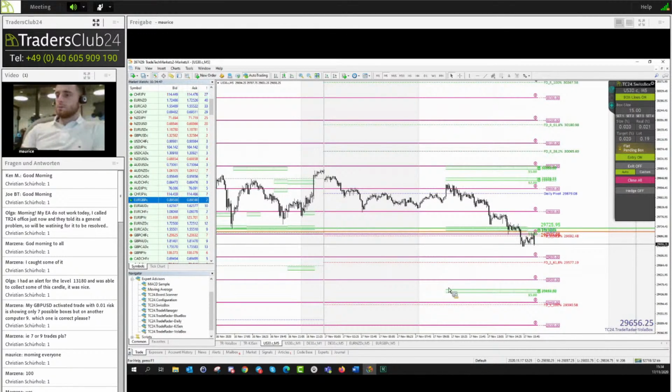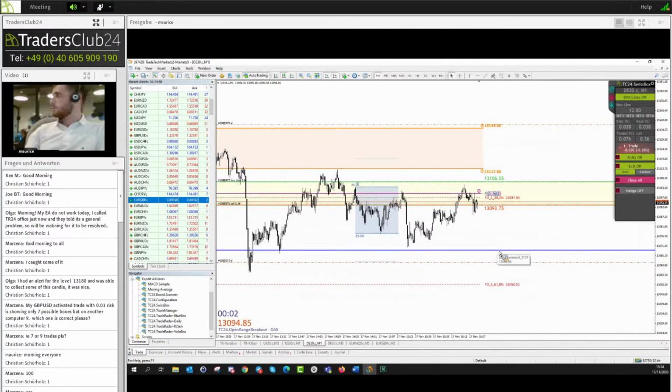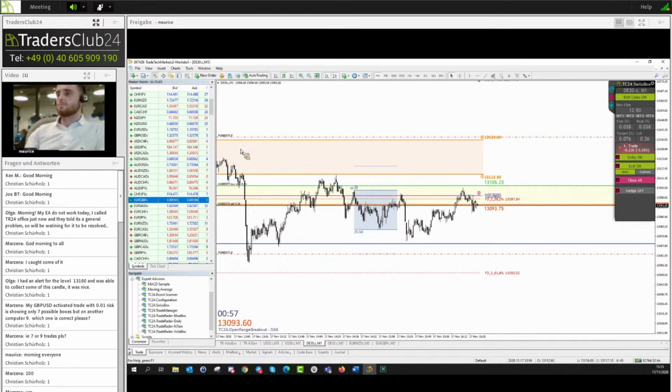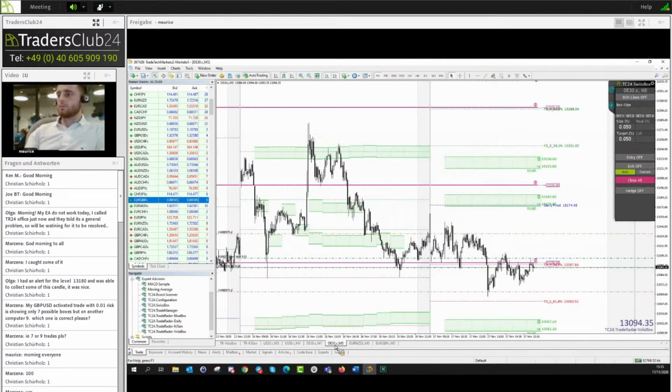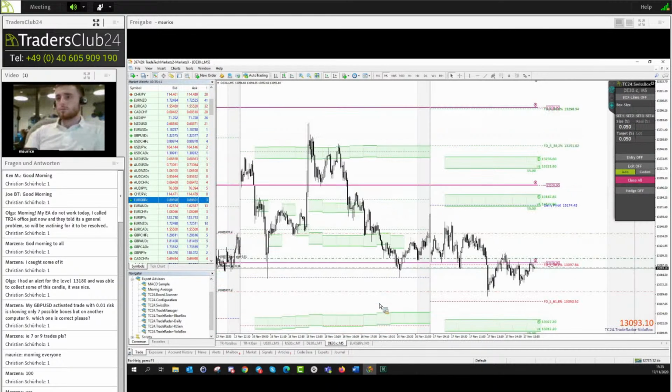Again, with these templates, we don't need to do any chart analysis, but if you do know already a bit of chart analysis, it will come in handy a lot. DAX moving very slow at the moment. This one's also moving a bit slow.